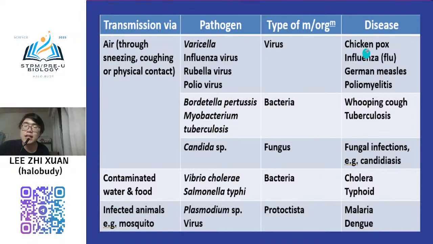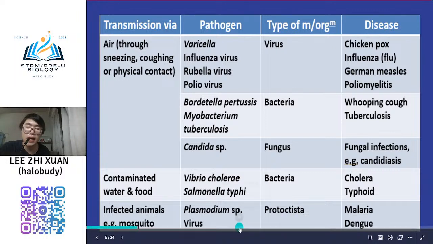But actually there are many diseases. Chickenpox is caused by the virus we call varicella. Influenza, flu, H1N1 that you heard before, H7N9, H5N1, all these are influenza viruses. Influenza is caused by the influenza virus. And also German measles, a very famous disease, is caused by the rubella virus. Tuberculosis, TB, is caused by Mycobacterium tuberculosis. Cholera is caused by Vibrio cholerae, a bacterium. Malaria is caused by a protista, Plasmodium species. And dengue is caused by a virus.